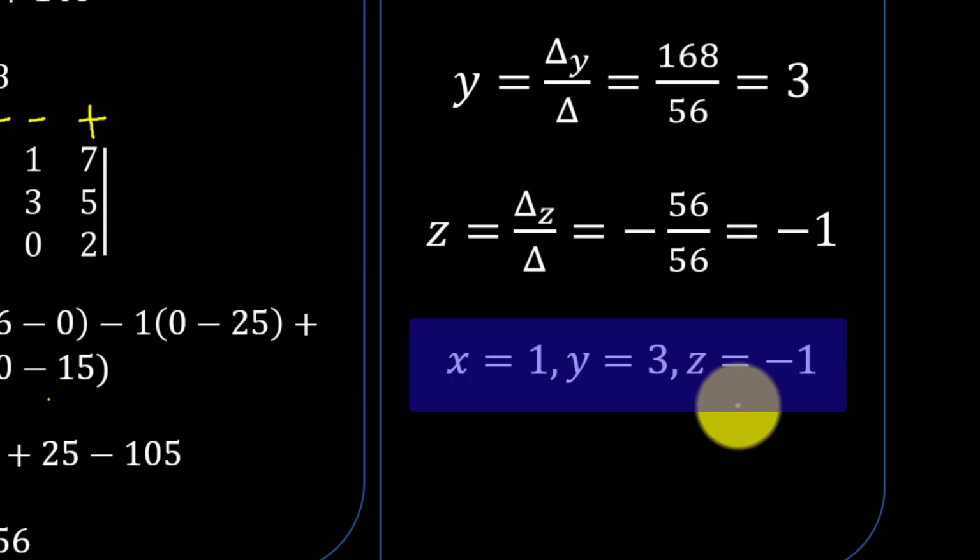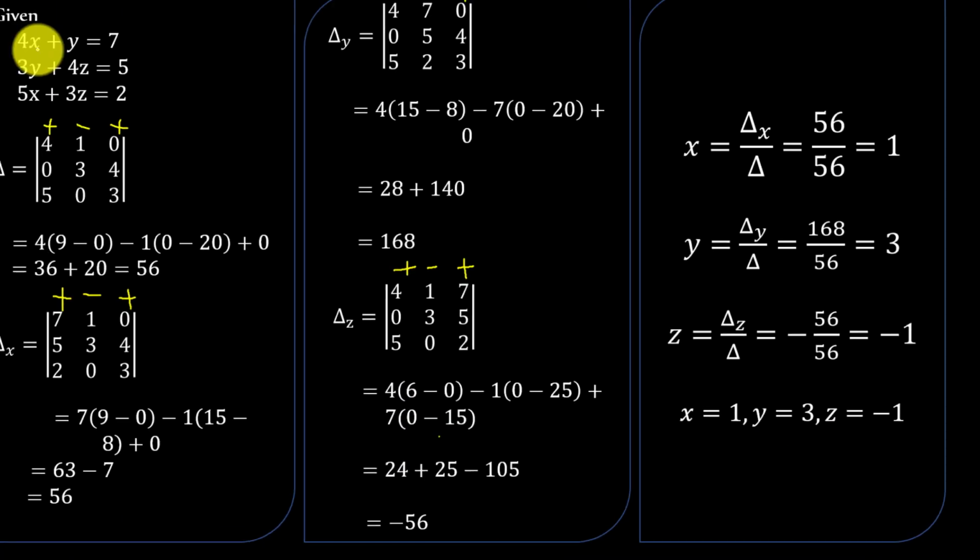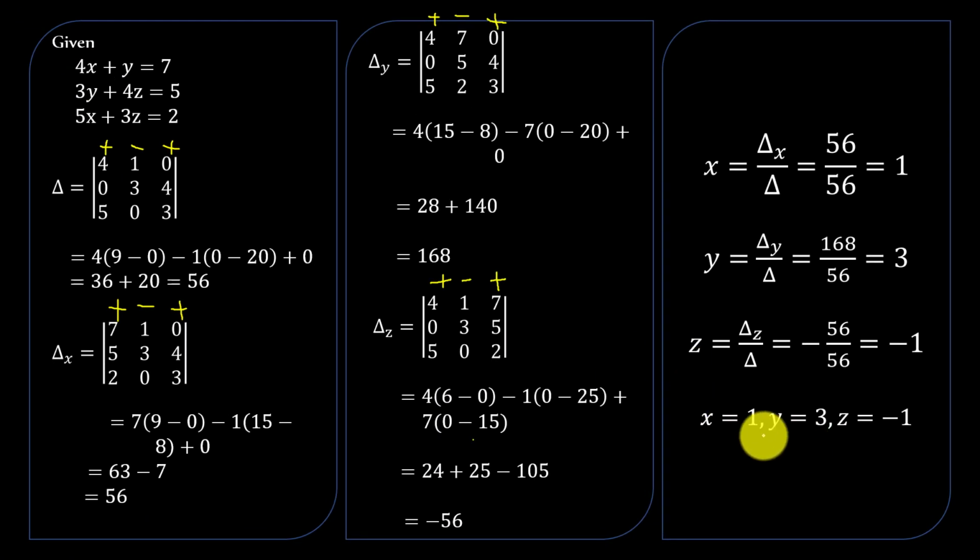Here also, if you want, you can verify this. How to verify? Just substitute these values in any of the equations. Here x is equal to 1 and y is equal to 3. 4 into the x value 1, that is 4, plus the y value, which is 3. So 4 plus 3 is 7. So exactly we got the right answer, that is equal to 7. So this is about how to find the values of x, y, z with the help of Cramer's rule.